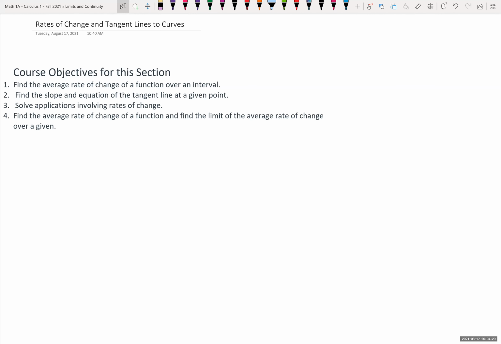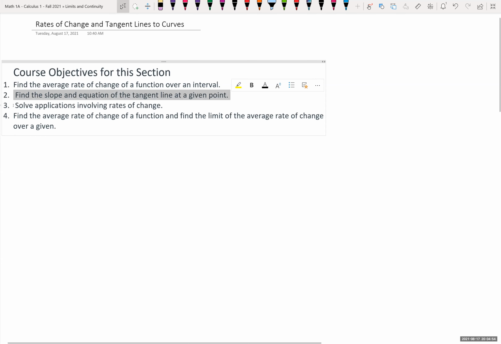Okay, so we are looking at the first section of this course, and after this section, hopefully you will be able to find the average rate of change of a function over an interval. I'm just reading through these course objectives in front of you. Also, I hope you will be able to find the equation of a tangent line at a given point. Don't worry if you don't know what those things are yet, because we're going to talk about it.